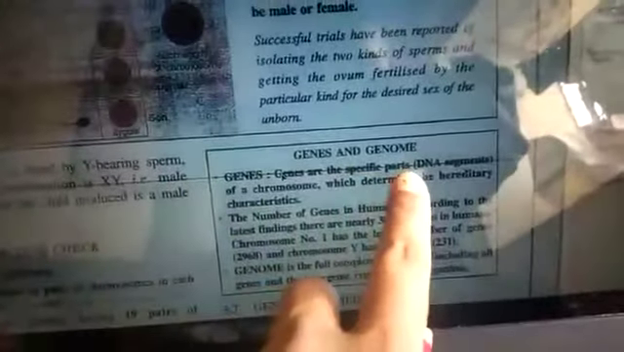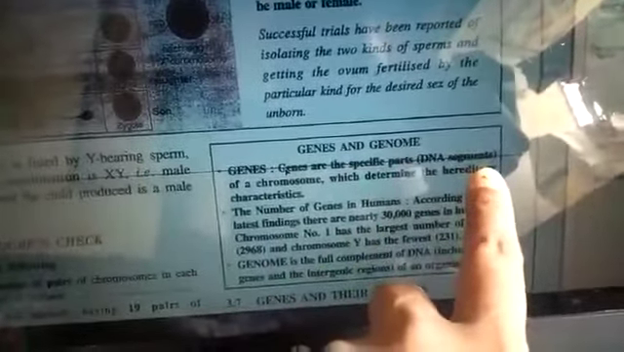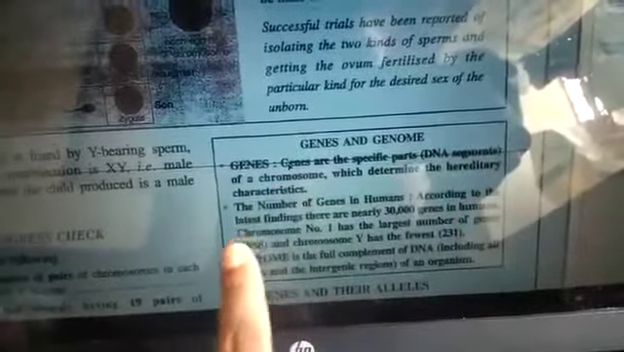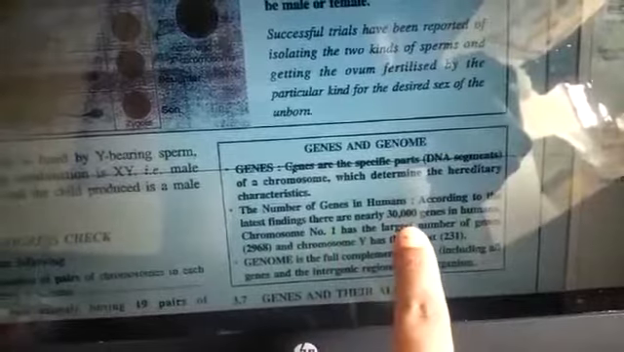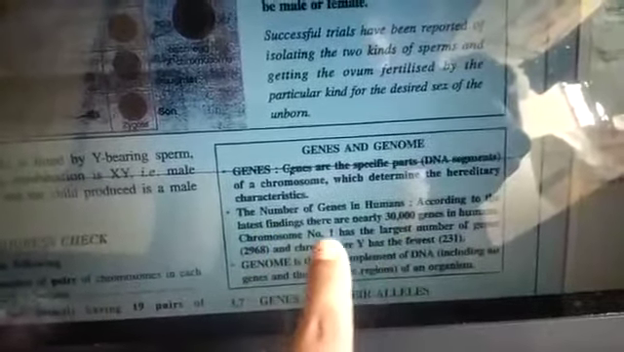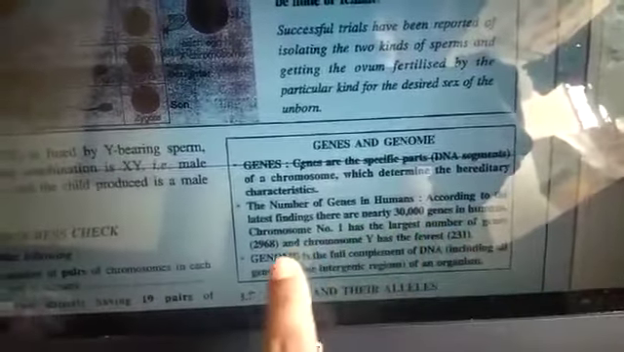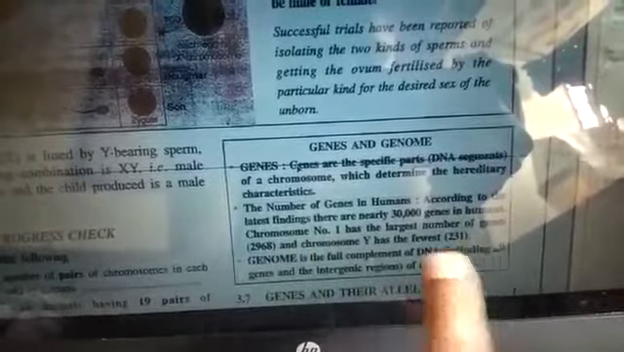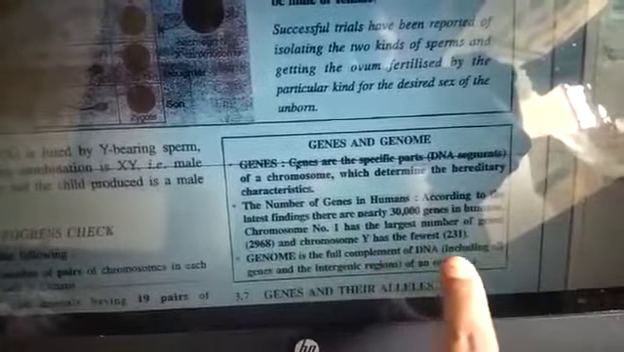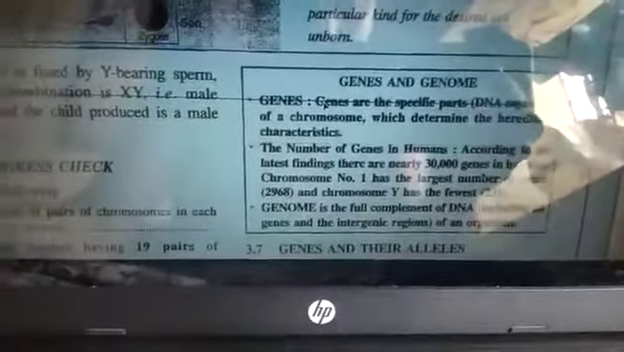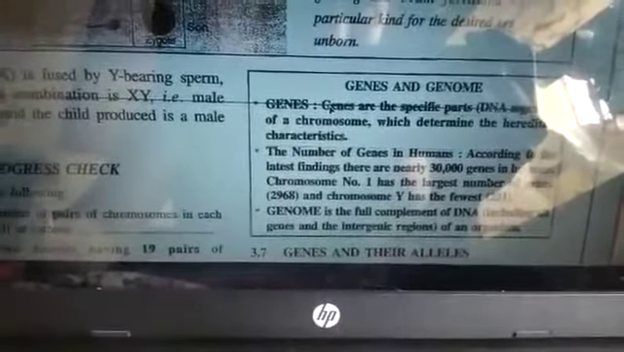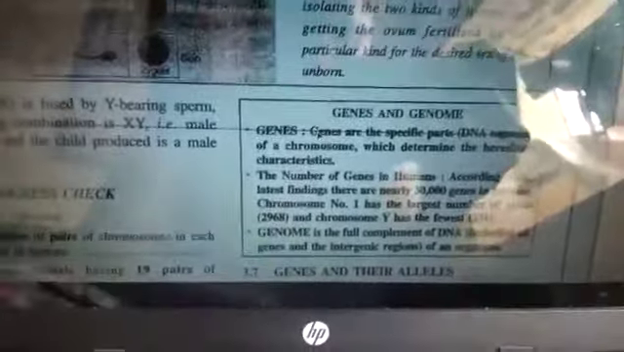Genes are the specific parts, that is segments of DNA, which determine heredity. And the number of genes, according to the latest finding, is about 30,000. Chromosome number 1 has the largest number of genes and Y has the fewest. A genome is the full complement of DNA, including all the genes and the segments. It means a gene is nothing but a small segment, while the genome is the whole structure.